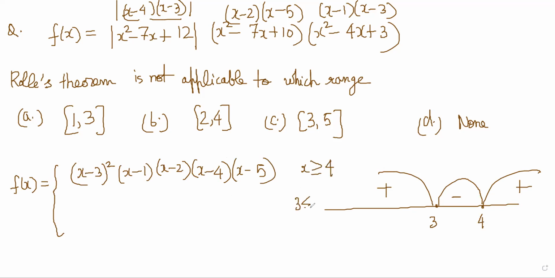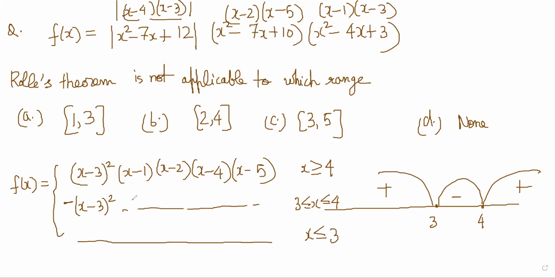In 3 to 4, it will be negative here. So it will be negative of x minus 3 whole square, and everything else should be the same. And for x less than or equal to 3, it will be again the same thing as the first one, right? Correct. Now check the intervals, right?